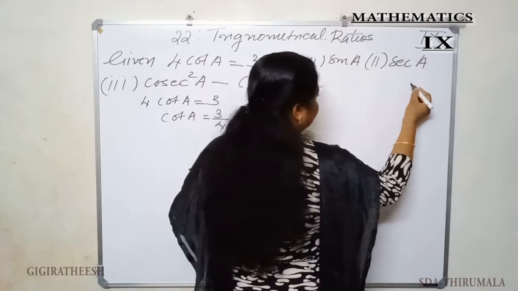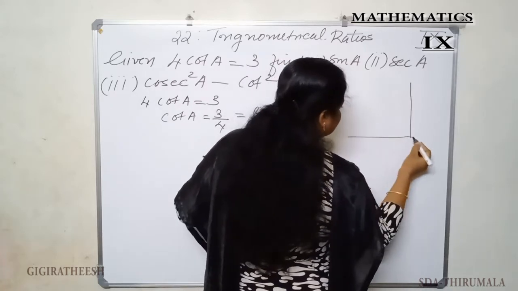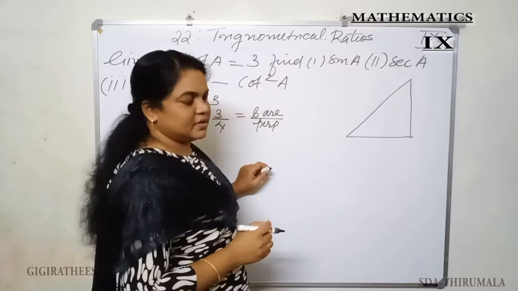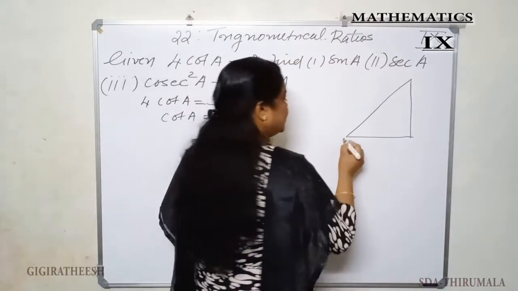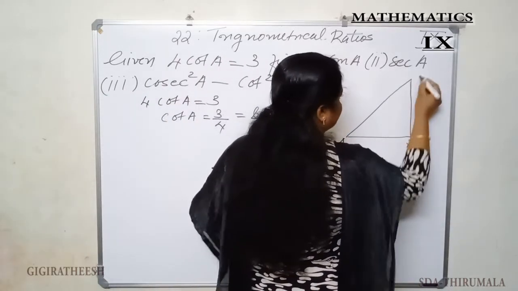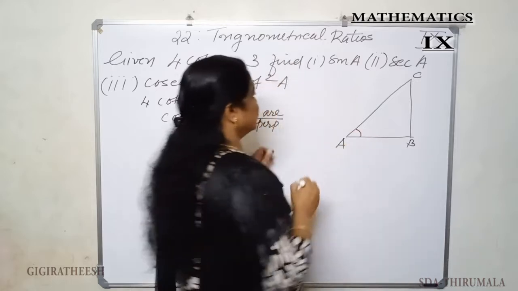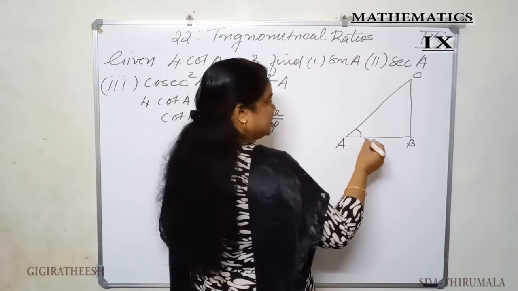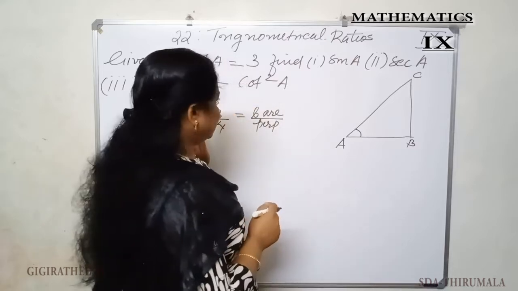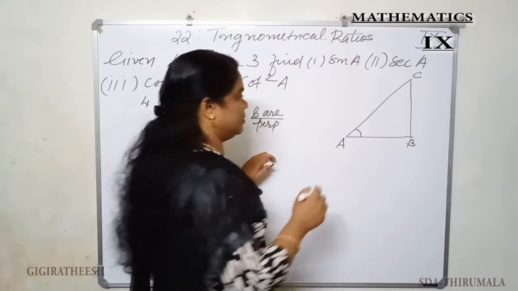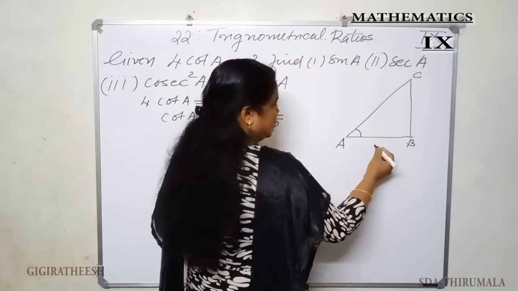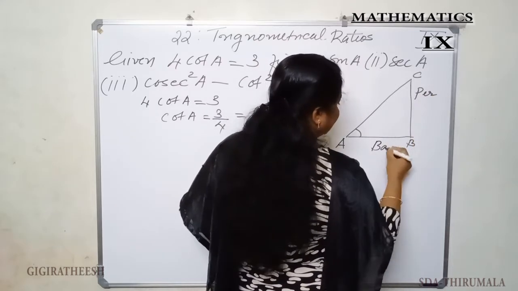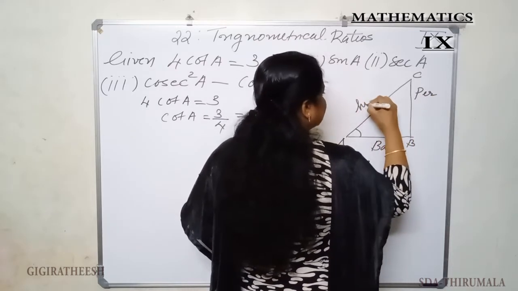Let's draw a triangle. Let's draw a rough figure. Here A is here, B is here, and C is here. This is the reference angle A. Cot A is equal to base by perpendicular. This is the base, this is the perpendicular, and this is the hypotenuse.